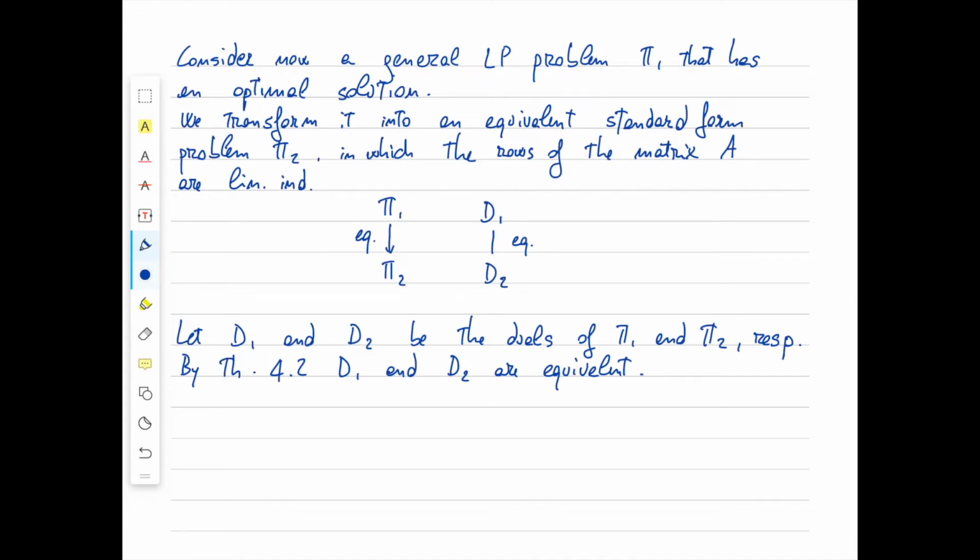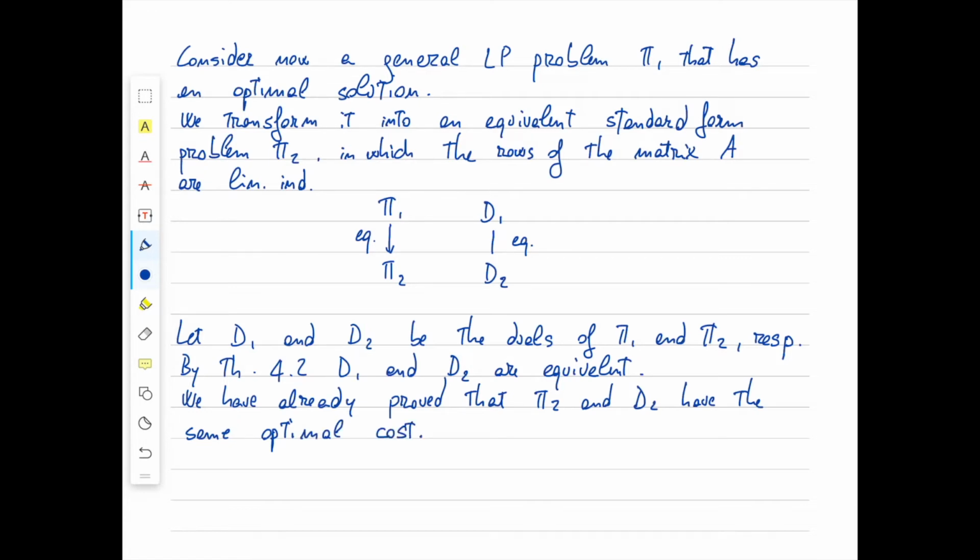Now in the first part of our proof, we have already shown that pi2 and d2 have the same optimal cost. We have already proven that pi2 and d2 have the same optimal cost. In our picture, I'm going to put a link between pi2 and d2 and write same optimal cost.